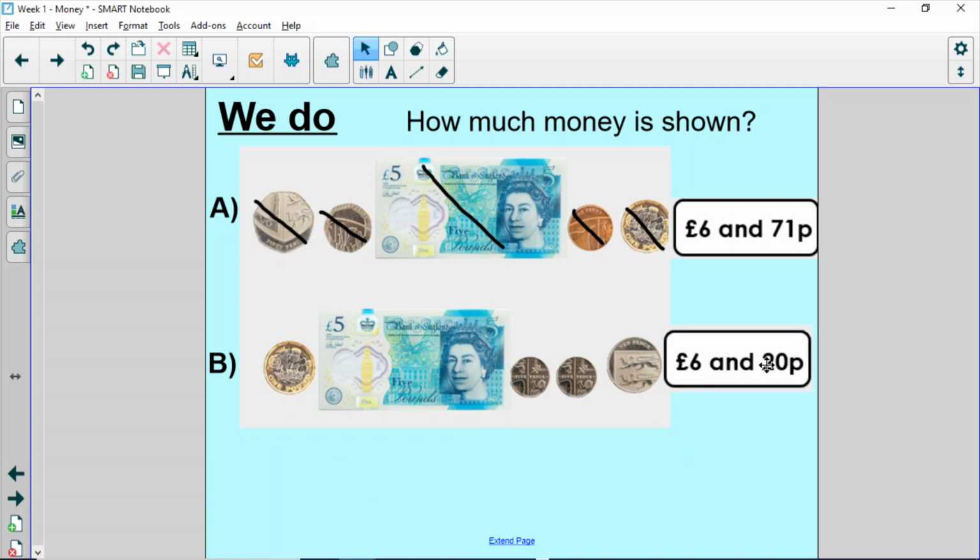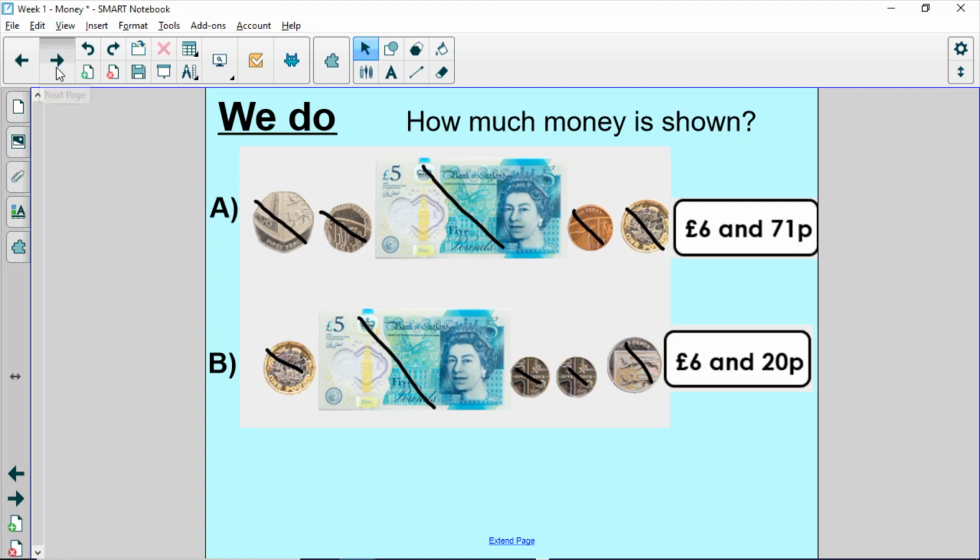B must be this one, but let's just double check to check we have got the same answer. So it's 5 add the £1, which makes £6. And then we've got 10 add 5 add 5, which makes 20. So yep, it's £6 and 20p. Give yourself a tick if you've got that one there.